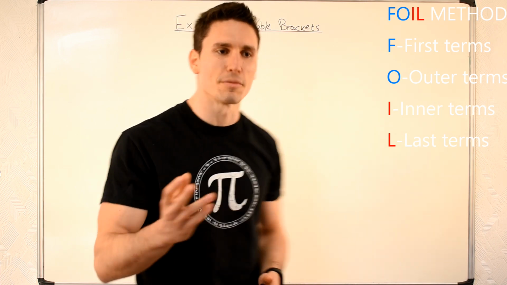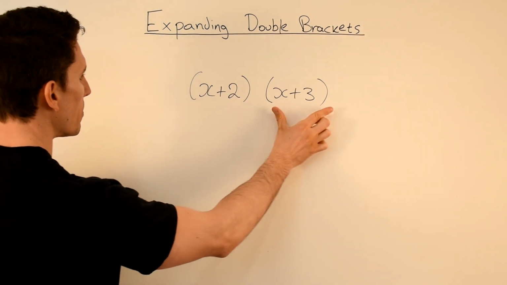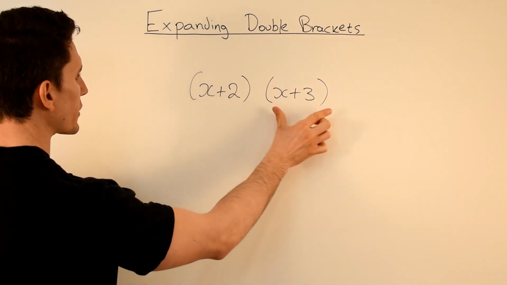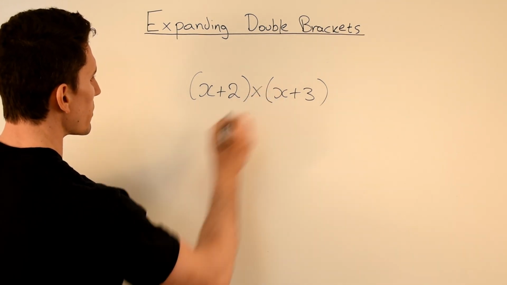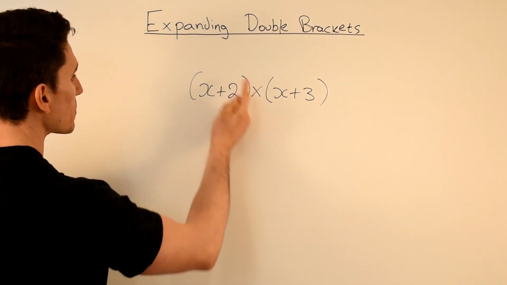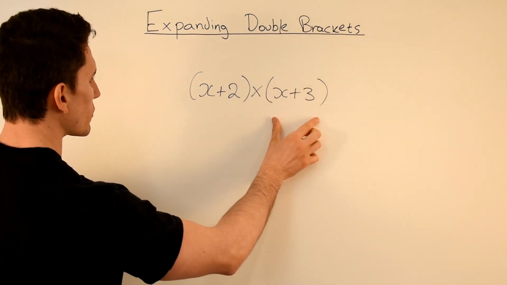Let's have a look at an example. In this example we have been asked to multiply x plus 2 by x plus 3. What we have to remember is that when we have two pairs of brackets next to each other, there is actually an invisible times between them. Now, how do we proceed? We have been asked to multiply all of the terms in the first pair of brackets with all of the terms in the second pair of brackets.